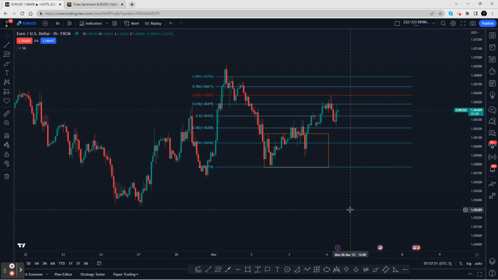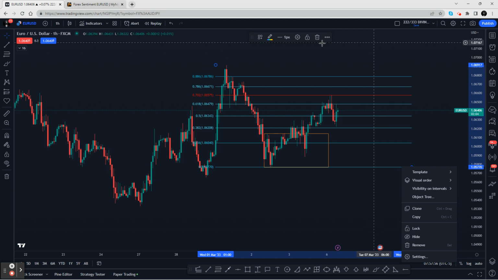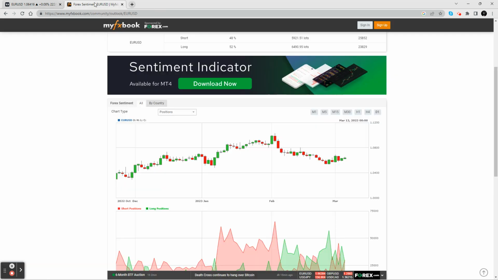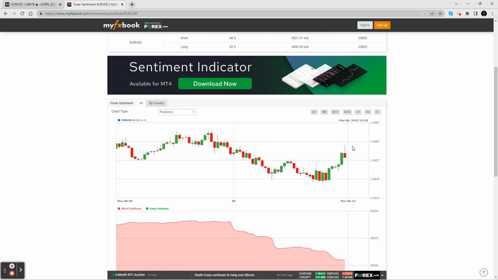You can go to a lower time frame on the sentiment and get a feel for what's going on there as well. Let's just go on a 5 minute. I'm not going any lower than that. Right now it's 26,386 short and 25,430 long. On a 5 minute you can see the tug of war between the two.